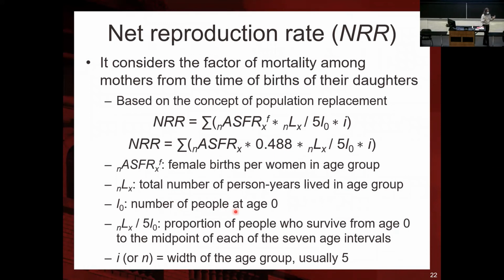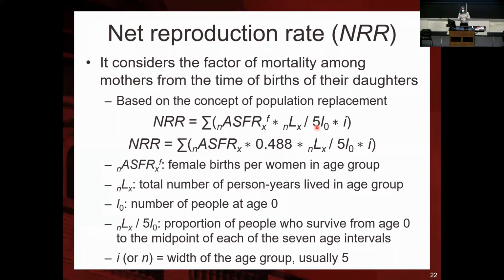And usually in life tables, this L0 is the radix, R-A-D-I-X. The radix of the life table is the overall number of people that were born in a specific year. In this case, the overall number of women born in that specific year. We are multiplying here by 5 because we have 5-year age groups, right? We are doing 15 to 19, 20 to 24, 25 to 29, and so on.